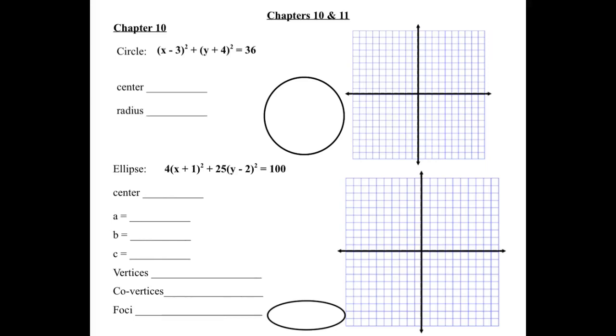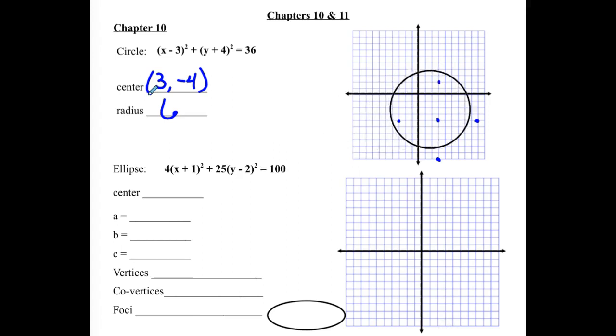All right, reviewing chapter 10 for our final. The first one here says it's a circle. What can we tell from that circle equation? Okay, center is (3, -4), and the radius is 6. So we would plot our point (3, -4), and we would go out 6 spaces in each direction. And then we would draw our circle in. Okay?